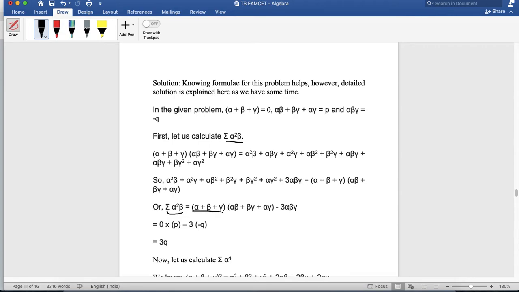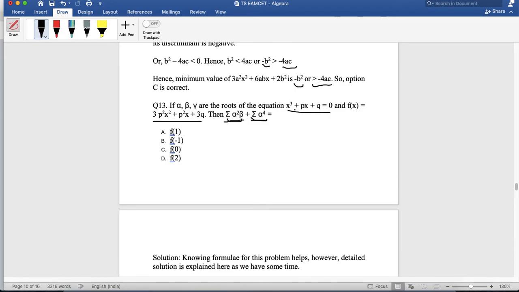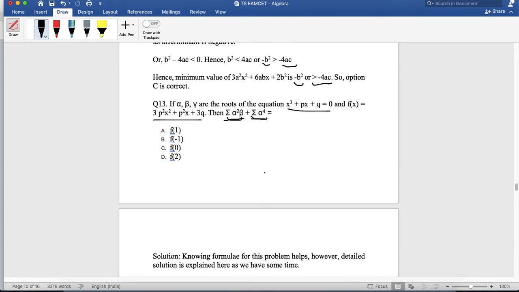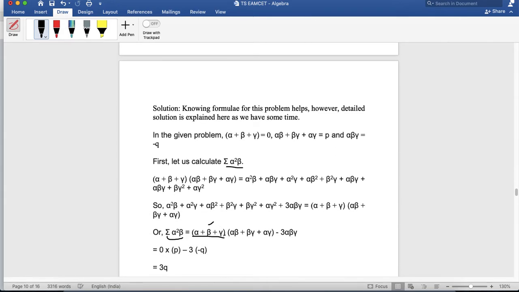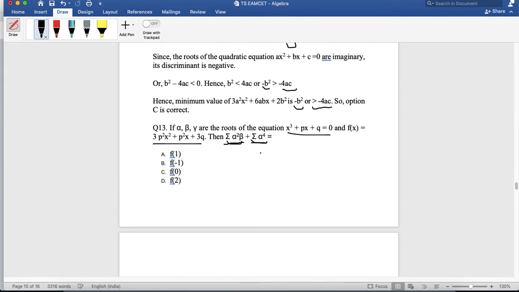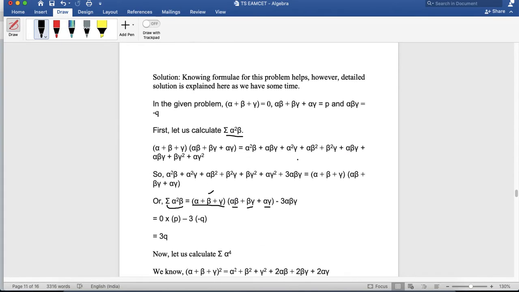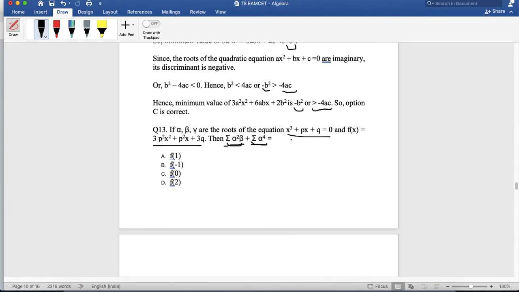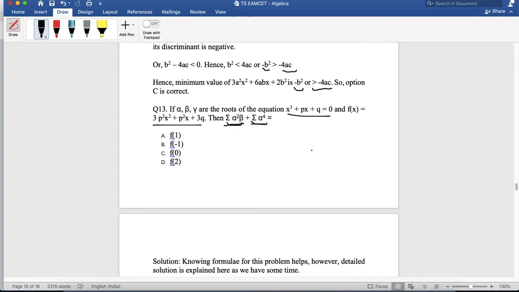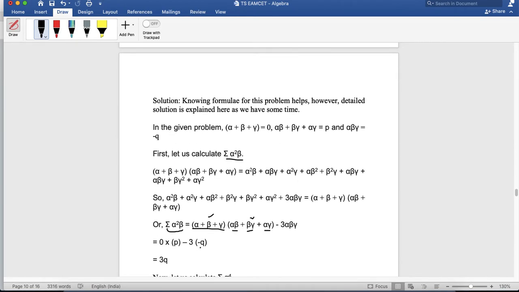And we know that alpha plus beta plus gamma is minus b by a. B is 0, a is 1. So this is 0. Alpha beta plus beta gamma plus gamma alpha is c by a. C is what? P. A is 1. So this value will be p. And alpha beta gamma is minus d by a. D is q, so minus d is minus q, divided by 1 is minus q. So minus into minus is plus, so this value is 3q.